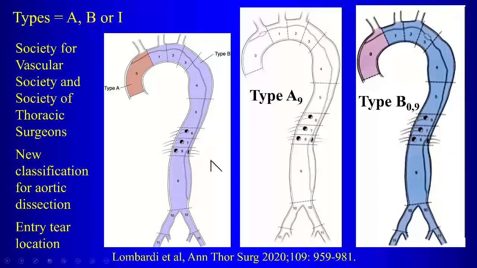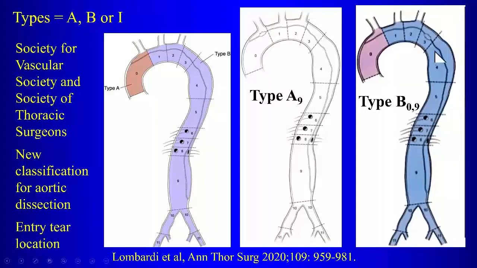So the way they will classify a dissection is to say where the entry tear is and the extent of the dissection. So in this case, if the entry tear is located in the ascending aorta but extends all the way down to this ninth location here, this would be a type A9. But what if the entry tear is in the descending aorta, as in this case, but it extends to the ascending aorta? Well, then it's classified by the location of the entry tear, type B, and then these subscripts here tell you the proximal extent and the distal extent.